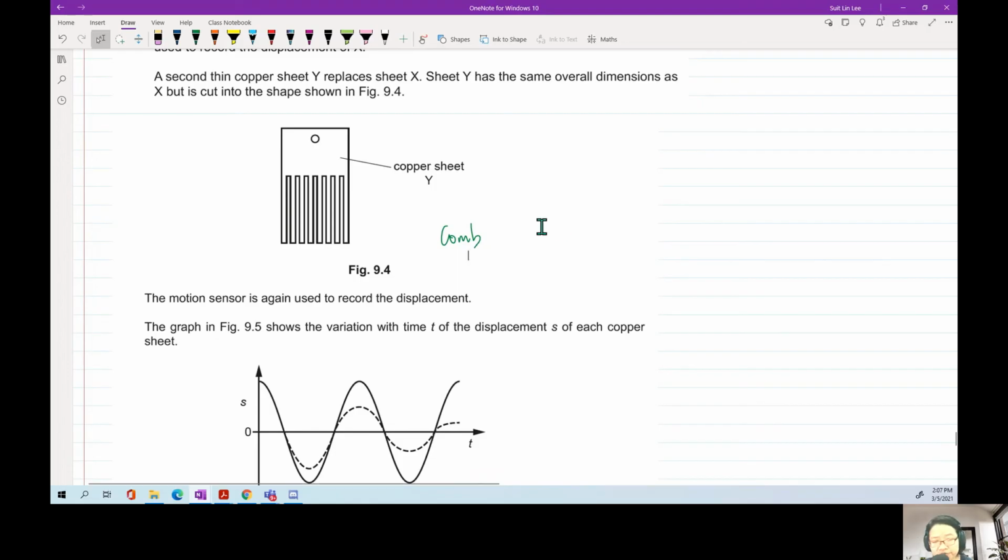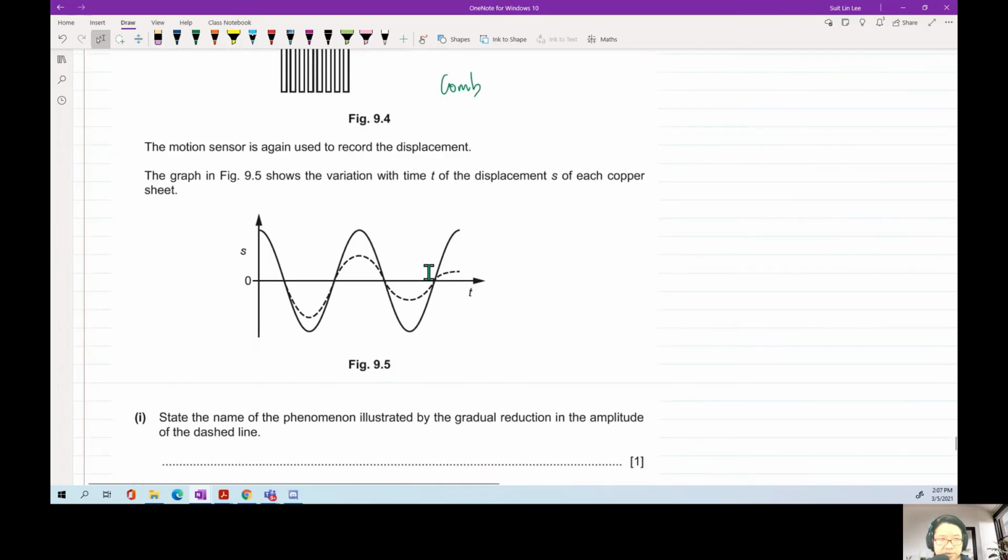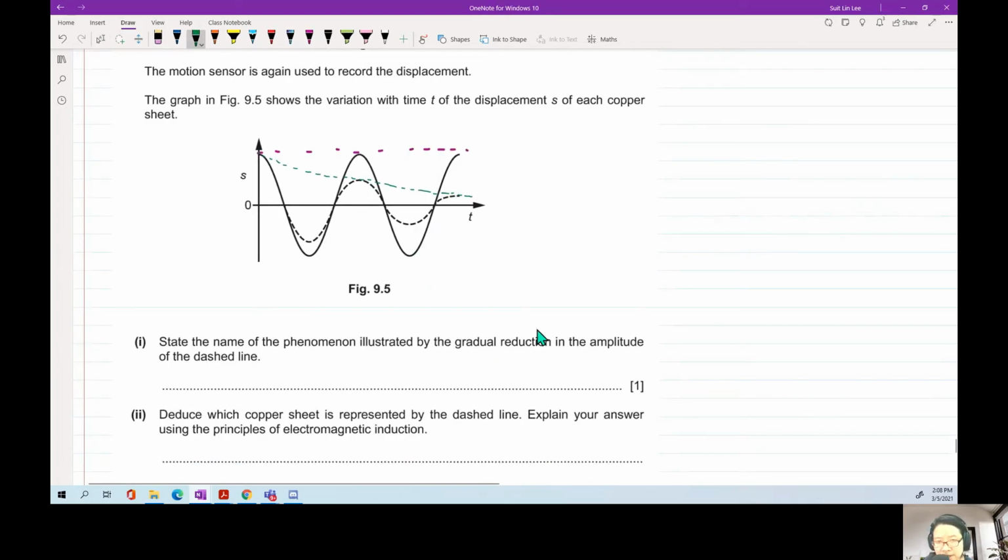The graph in figure 9.5 shows the variation with time t of displacement of each of the copper sheets. Oh, okay. So there's one copper sheet where the amplitude, at least for the first 2 cycles, looks fairly constant. And then there's another sheet where it seems to be decreasing over time. Name the phenomenon illustrated by the gradual reduction in amplitude of the dashed line, the green one. Okay, this one is called loss in energy, right? It's called damping. 1 mark.